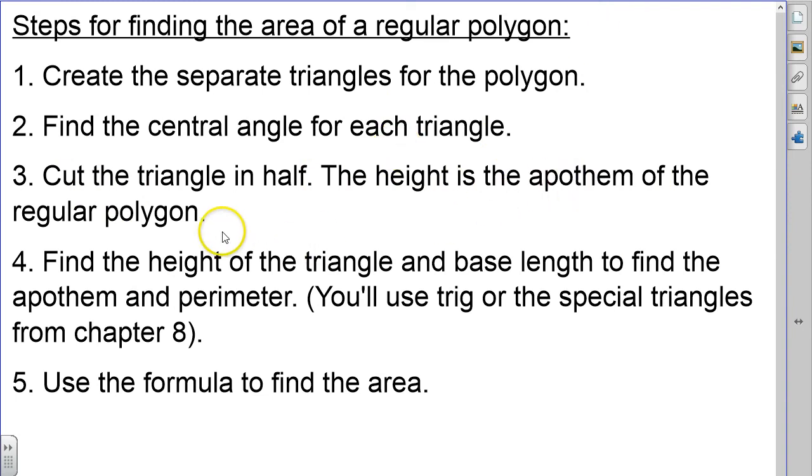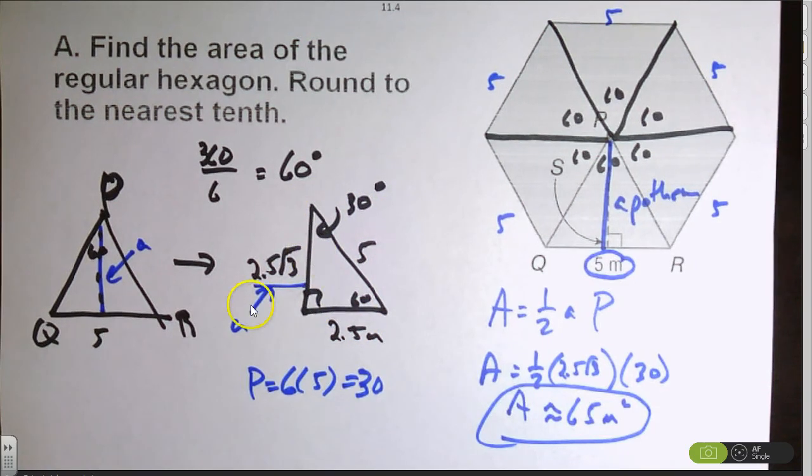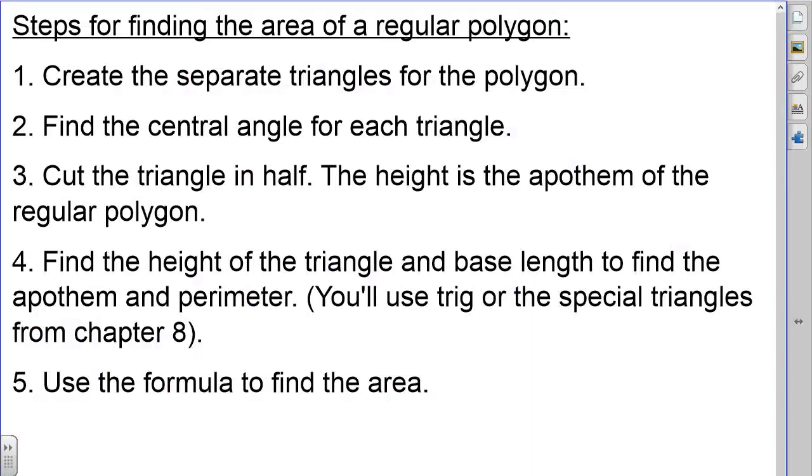Here we go, I cut it in half. That height is now the apothem. I did my 30, 60, 90 business, or in some cases I'll use trig to find the missing side. There it was, 2.5 root 3. There's the apothem. Then I go back and find the base length if I need to find the perimeter.